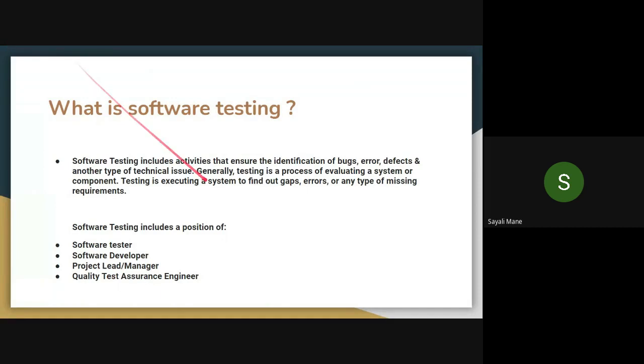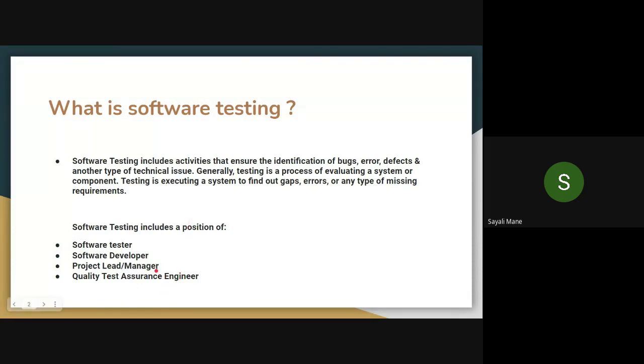The major objectives of software testing are to identify the bugs or errors within a software, and missing requirements or gaps that need to be fixed. Every software company needs software testers to check the quality of the product and make sure that it meets the client's expectations. So that is what software testing is.